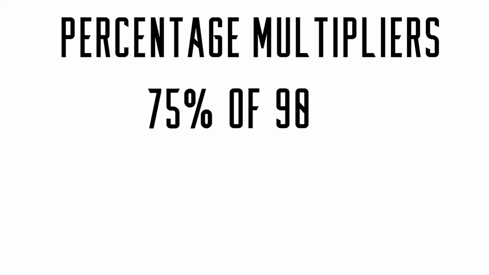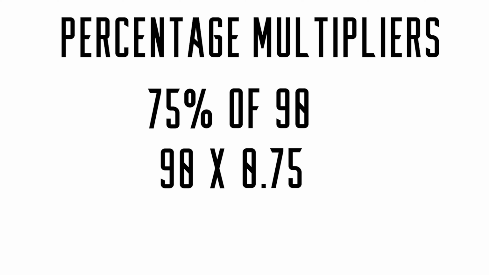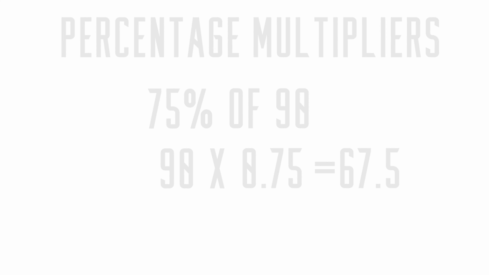We will look at converting fractions, decimals and percentages in a later video, but for now we've converted our percentage to a decimal by dividing by 100. Now we can multiply 90 by 0.75 and this will give us 67.5, which is 75% of 90. Again, this will work regardless of the amount or the percentage.